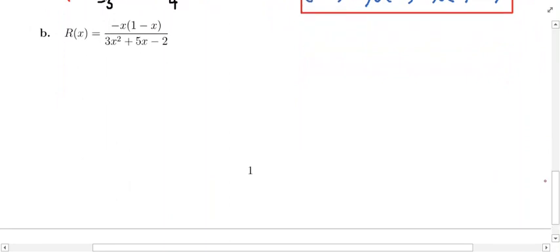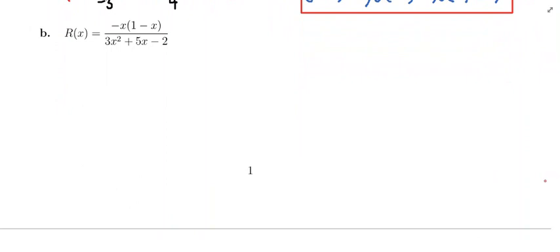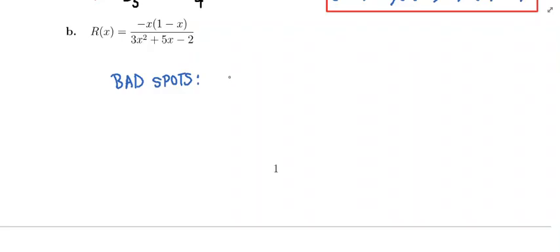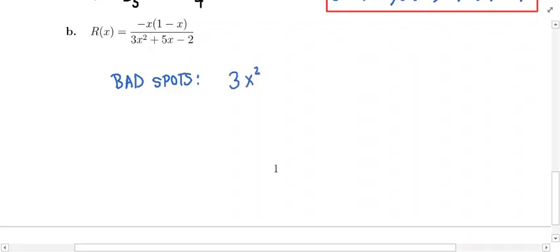In part B, our rational function is -x times the quantity 1 minus x, all of that over 3x squared plus 5x minus 2. Okay, same thing. To find our bad spots, we need to examine the denominator. There is nothing terrible about the numerator. There's no square root going on, so we don't have to deal with the numerator. So we're going to take the denominator and set it equal to 0. So we're going to get 3x squared plus 5x minus 2.